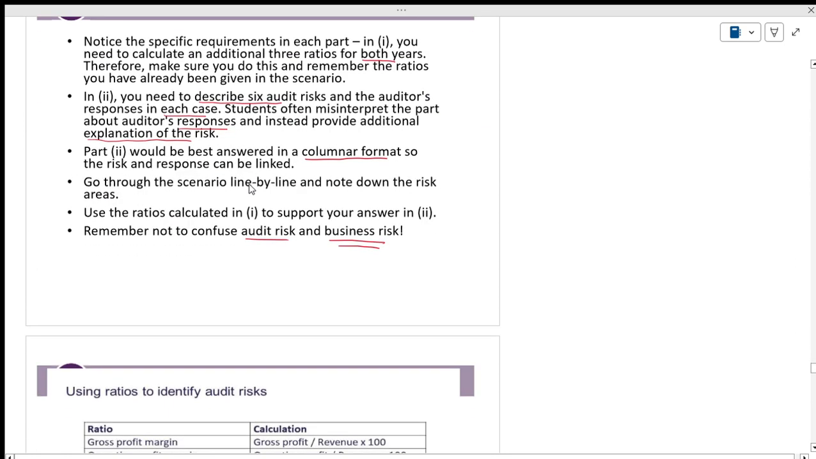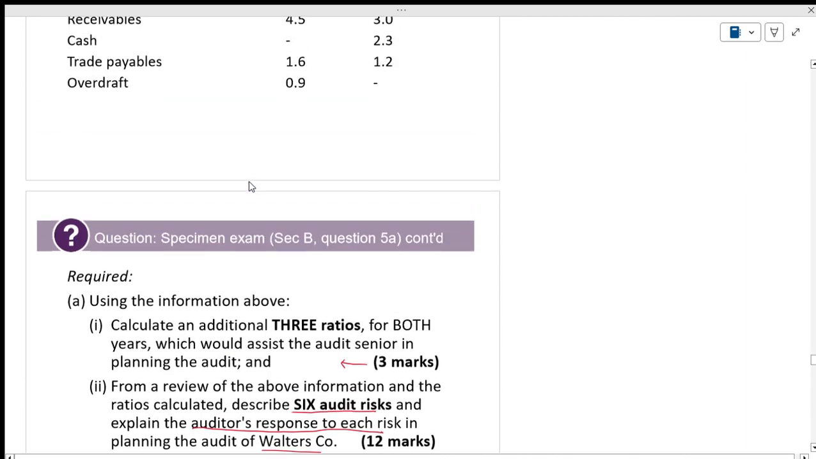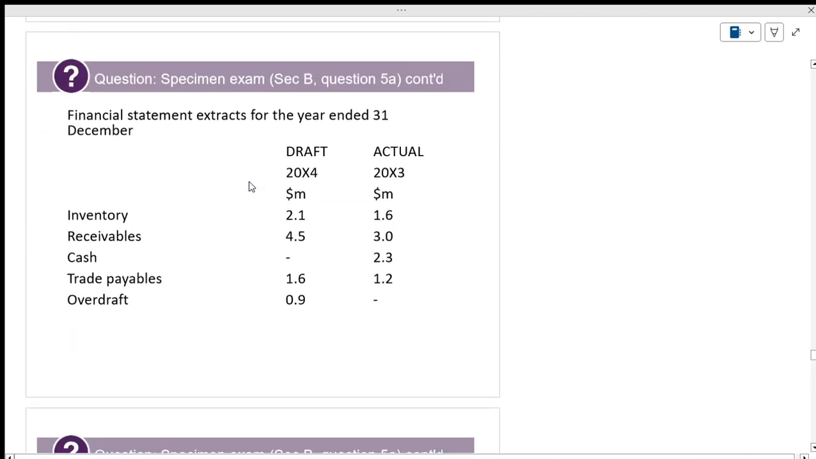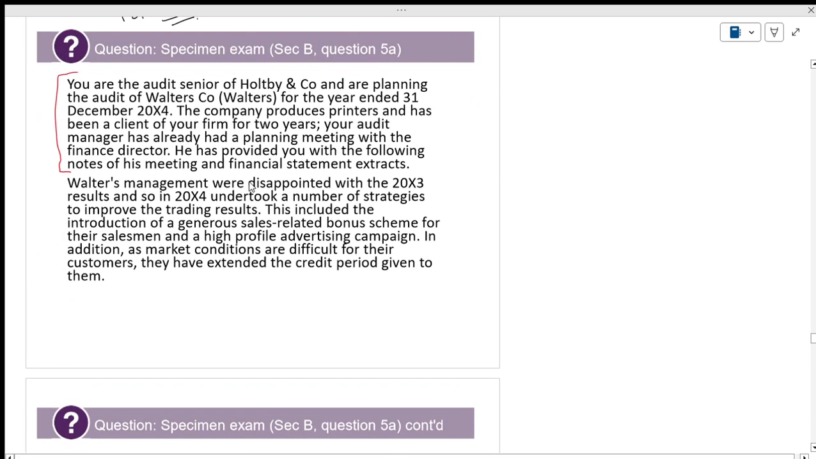Do not get confused with audit risk and business risk. Now, this is the instruction they will give. Are you clear about this? Now, when we do the things, is it what they have mentioned? They have mentioned here this.